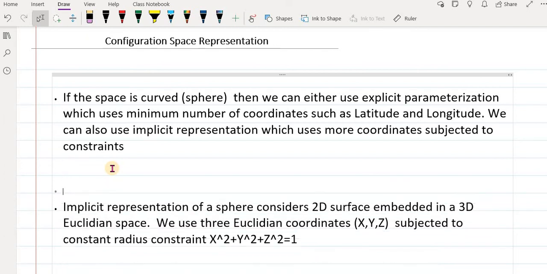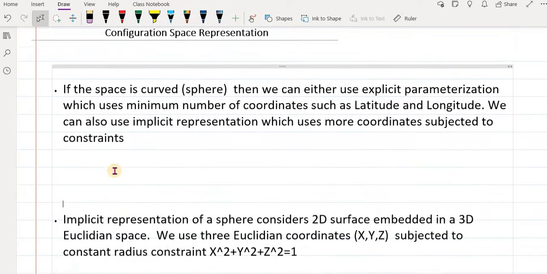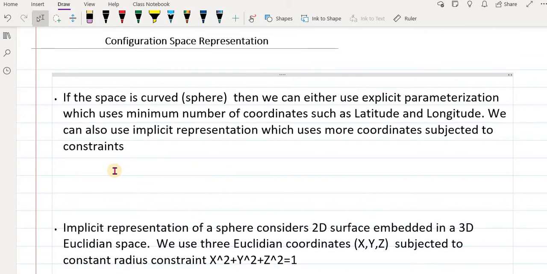So in the previous slide we said that we can use latitude and longitude for a spherical representation of C space. This latitude-longitude representation of a spherical C space is called explicit parameterization. Okay, so this uses a minimum number of coordinates.